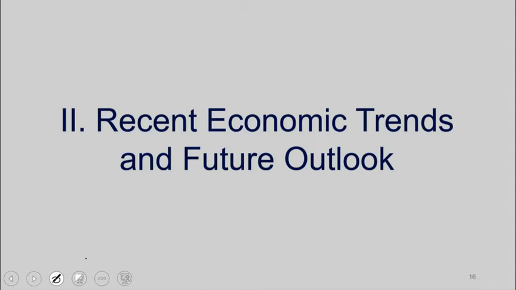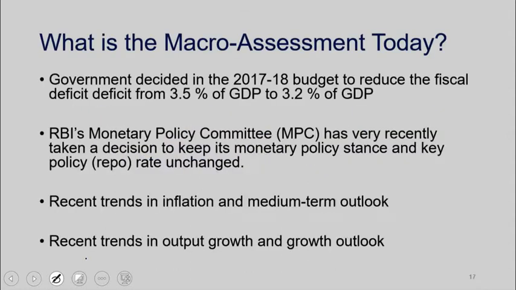So what is happening to recent economic trends and the future outlook? We know what the government decided in the latest budget, and we know what the RBI decided in its latest policy. Supposing you were the policy maker and had to decide on fiscal and monetary policy, how would you make the assessment? Not right or wrong, but how would you make the assessment?